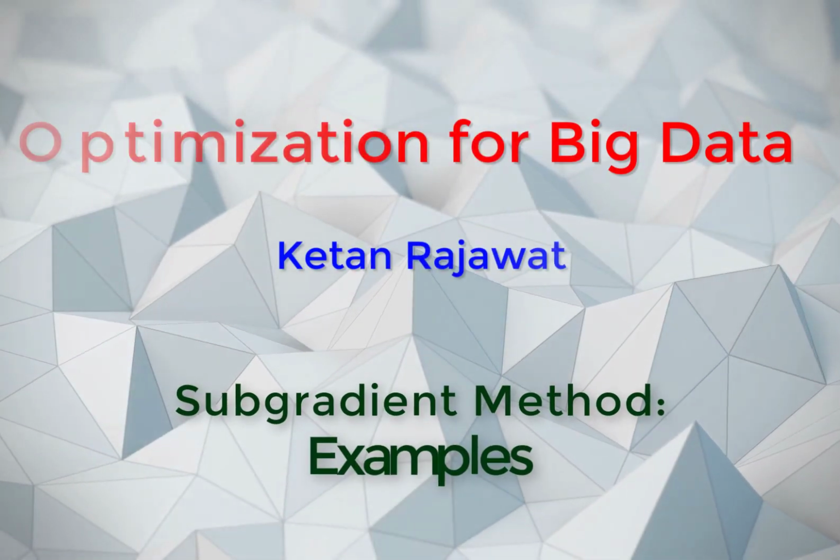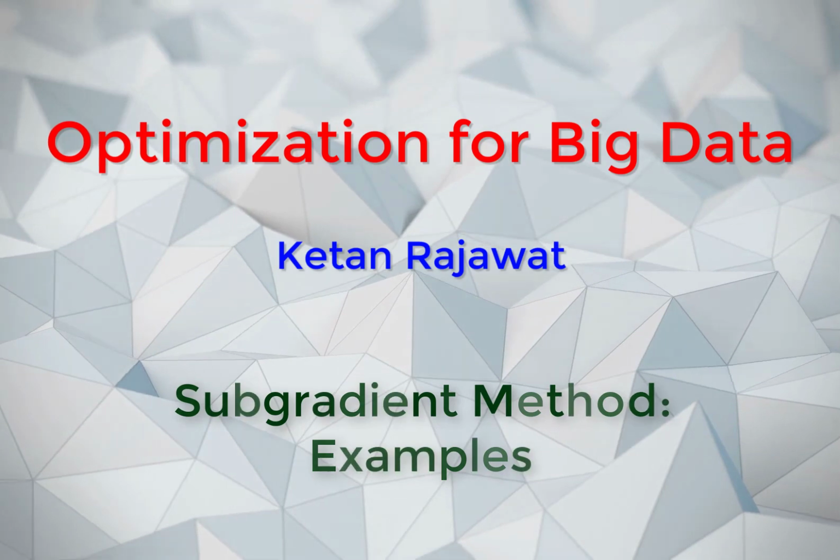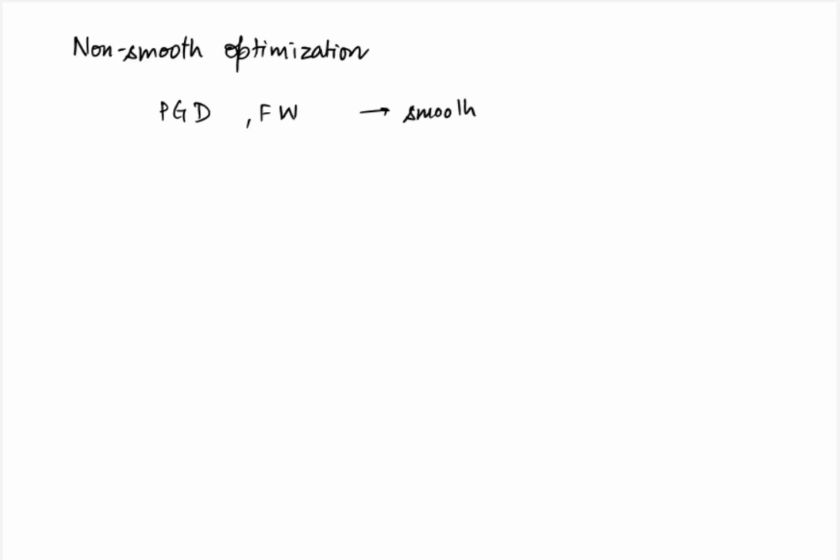Hello everyone. In this video we will consider non-smooth functions and various properties of the subgradient. So far we have seen the projected gradient descent algorithm as well as the Frank-Wolfe method, or conditional gradient descent method, for minimizing smooth functions. The smoothness property in the analysis of those algorithms was very critical, and in fact the first step of all the proofs was to use the quadratic upper bound.